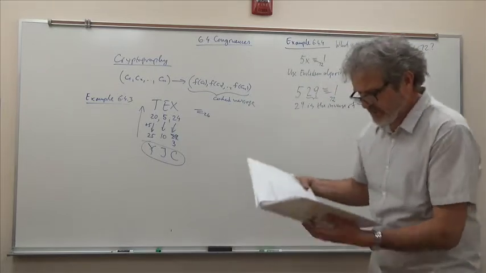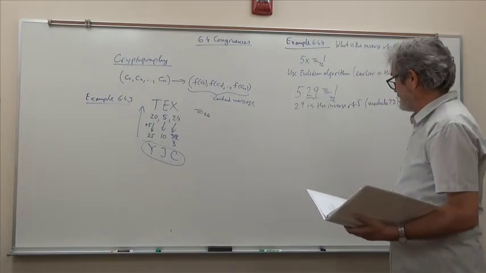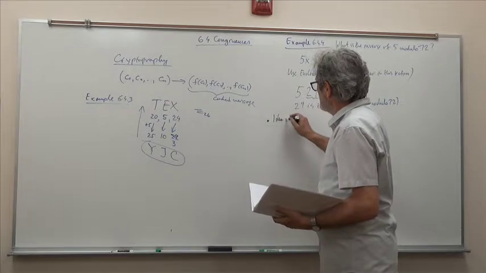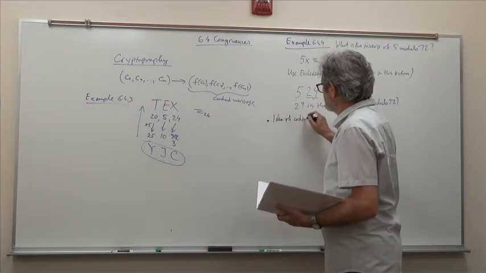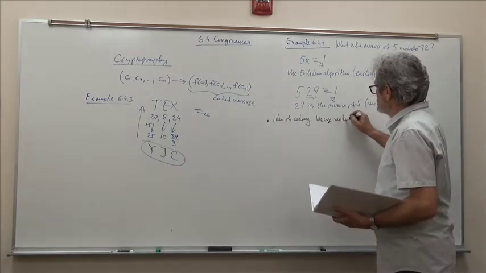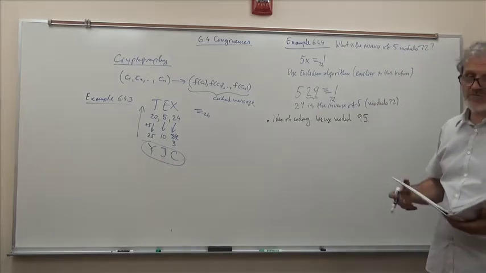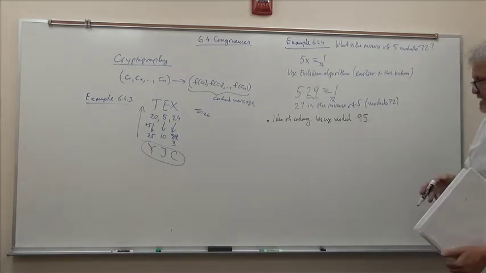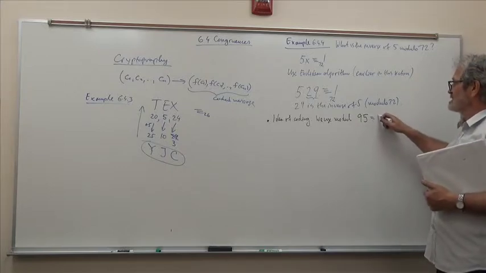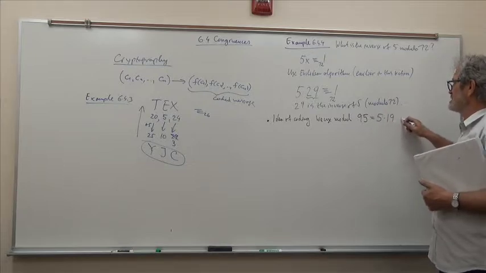Now it is the following. Suppose, so here is the idea of the coding. Idea of coding. We use modulo 95. Why that one? For any practical purposes, you use a much bigger number. This is just for illustration purposes. The whole idea is that it's a product of two primes, 5 times 19, both primes.